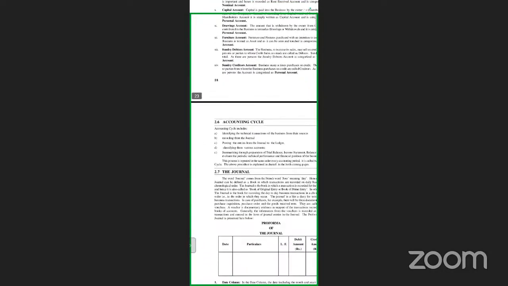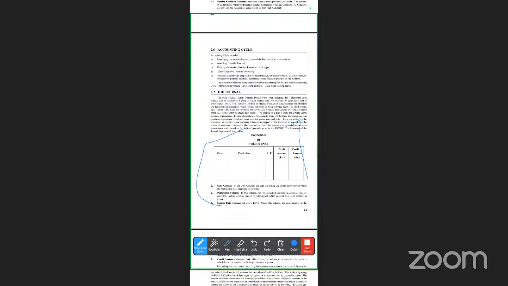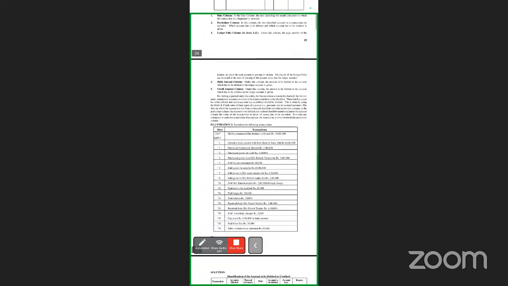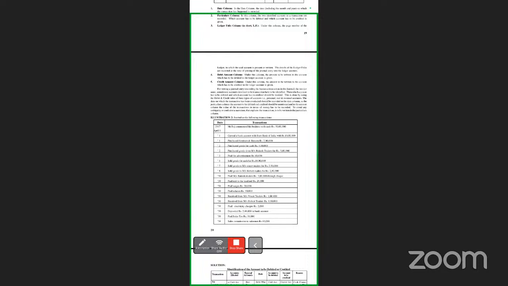Next comes the accounting cycle. This is the format of journal entries, the pro forma. If you look here, we draw a table with date, particulars, LF meaning ledger folio number, debit amount in rupees, and credit amount in rupees. This is the format of how we draw the journal entries. And we will try to do the problems from the next class.